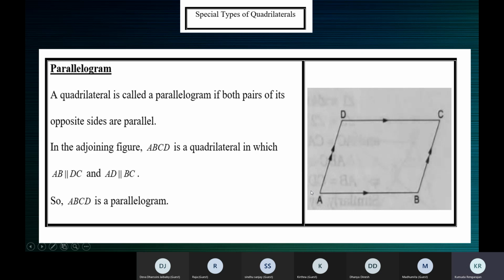Now, for example, if AB is 10 centimeters, then CD is 10 centimeters. If it's given that BC is 9 centimeters, then AD is also 9. Opposite sides are equal. But when only one side is given, you can only find its opposite side. You cannot find the remaining two sides.